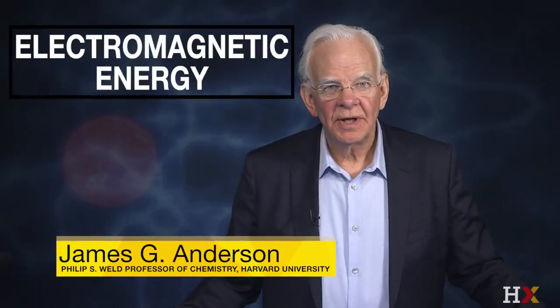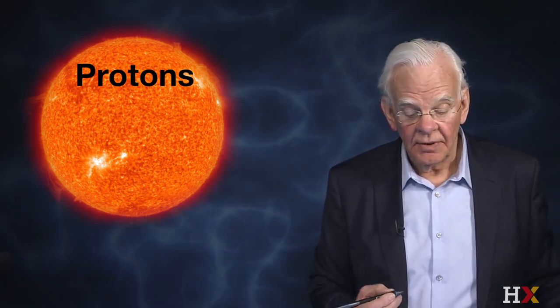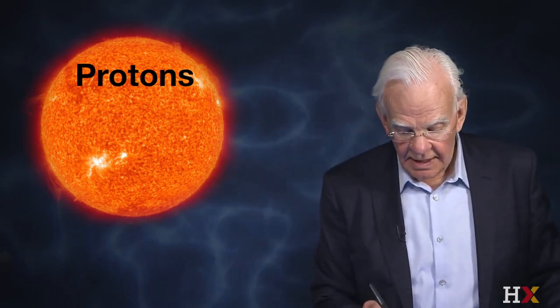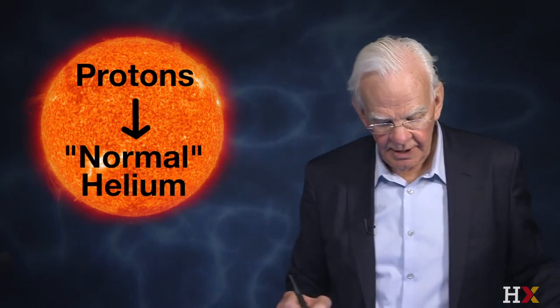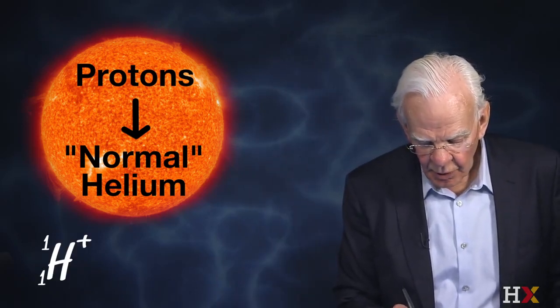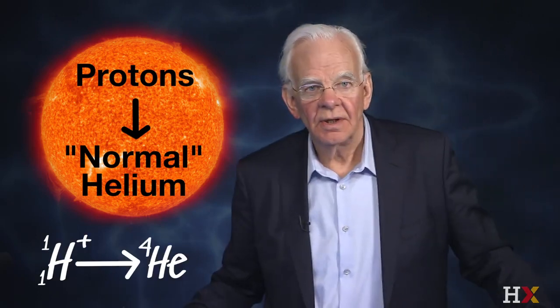So let's return to this picture we had of the sun, which has the capability of converting protons, that is, a hydrogen atom without its electron. And the reason that protons are the reactant here is that the temperature is so high inside the sun that the electron has been separated from the nucleus. So what it leaves us with are protons. And the final product is normal helium. So this conversion then of a proton to helium-4 is what occurs in the core of the sun.